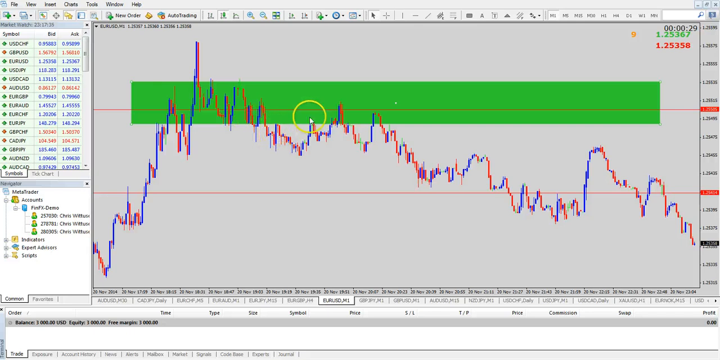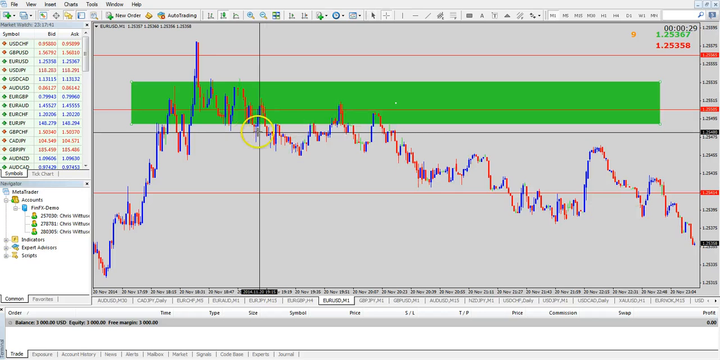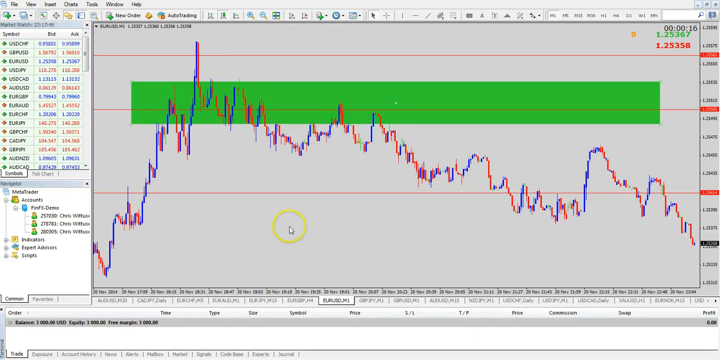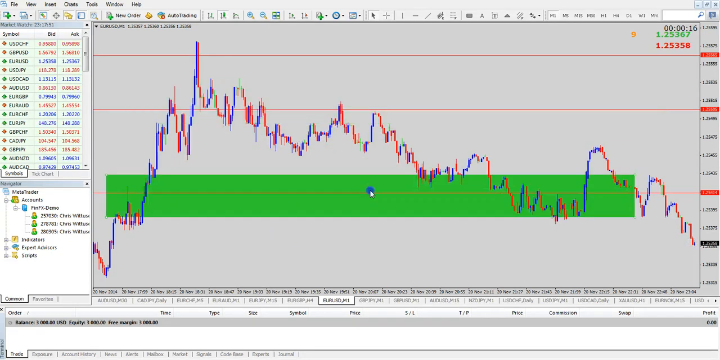You wait for a breakout, you put your stop loss. You would be fine all the way down here. You would have taken the trade around here. Now we're 11 pips. Everyone following me so far?